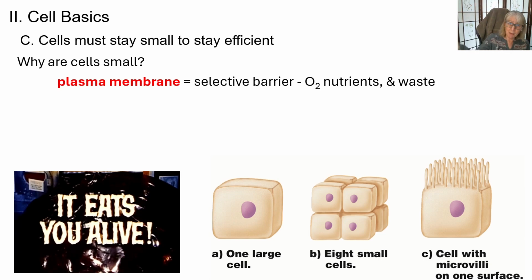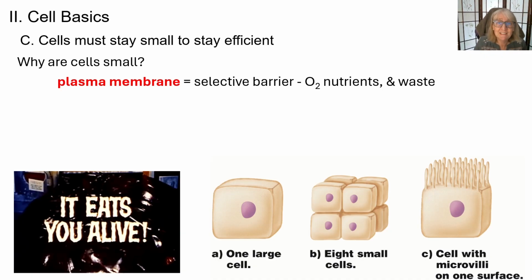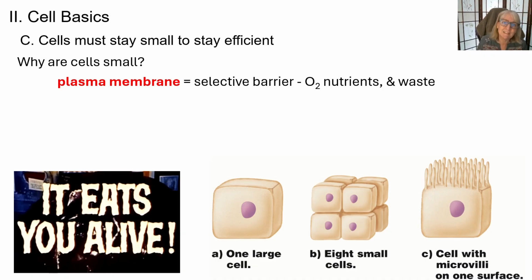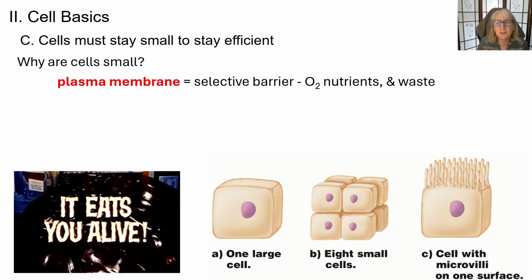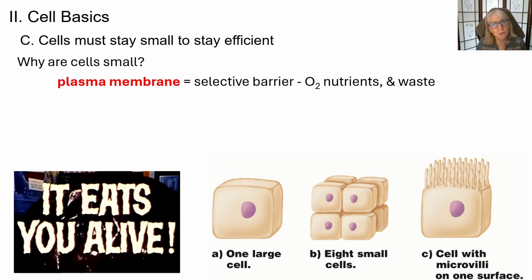They have that plasma membrane on the outside. It's semi-permeable, which means it's a selective barrier. It lets some things in and some things not in. Things like oxygen and nutrients and waste are allowed to move through that membrane in various ways.